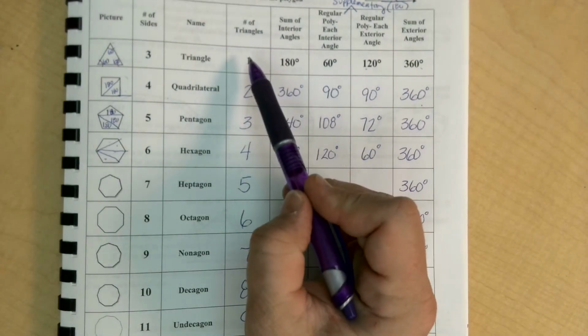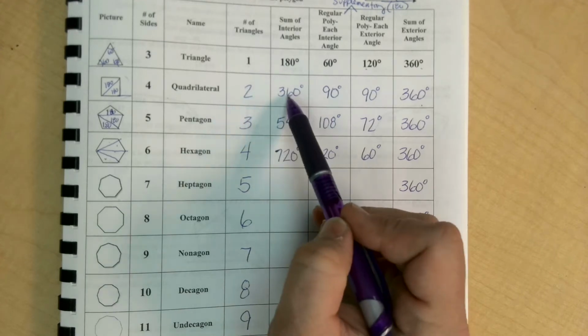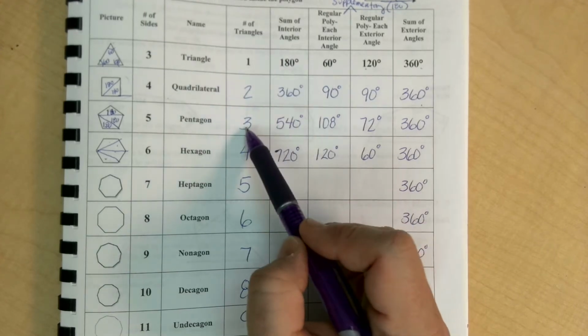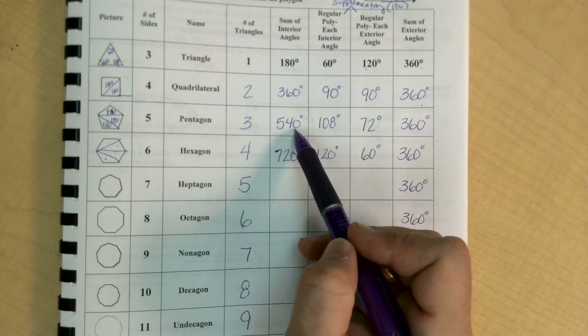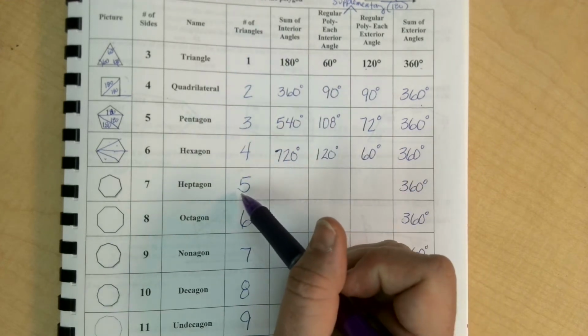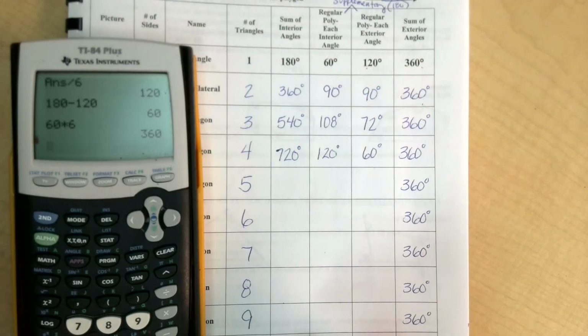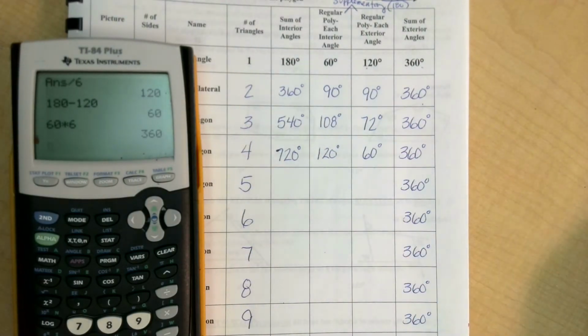Well, when there was 1 triangle, it was 180. When there were 2 triangles, 2 180s gave me 360. When there were 3 triangles, 3 180s gave me 540. So to find that sum, we're always going to take the number of triangles and multiply it by 180. So why don't you go ahead and fill out that column, and pause your video while you do that, and then we'll do a quick check.